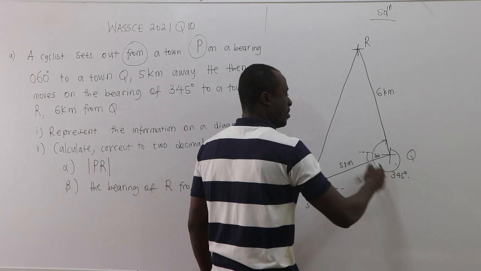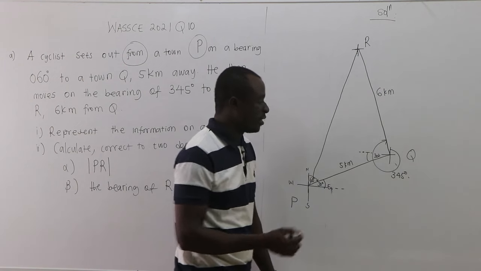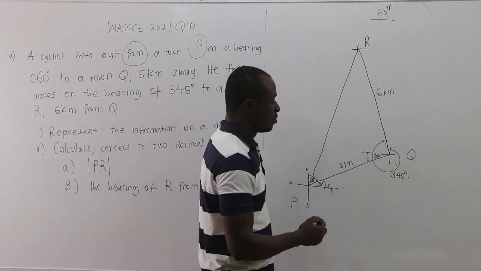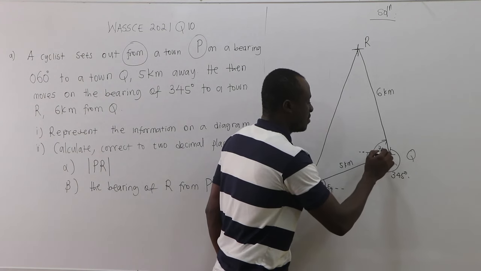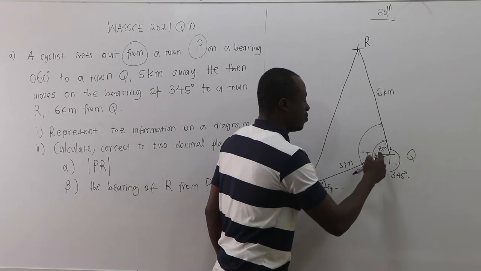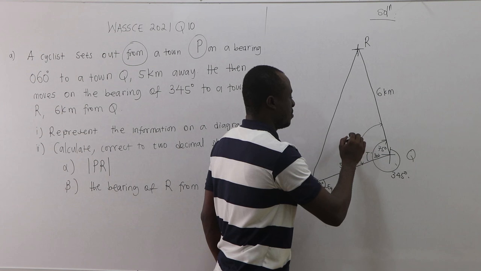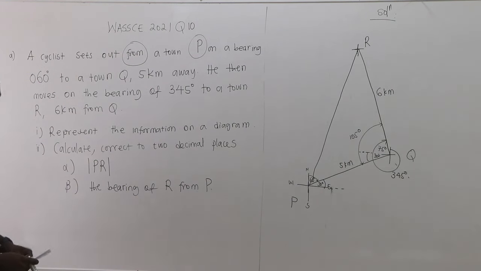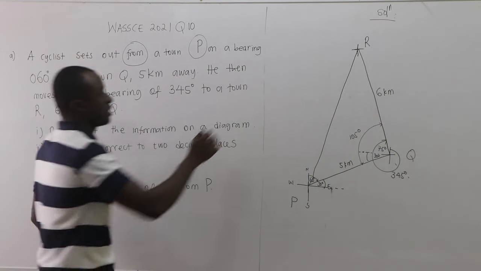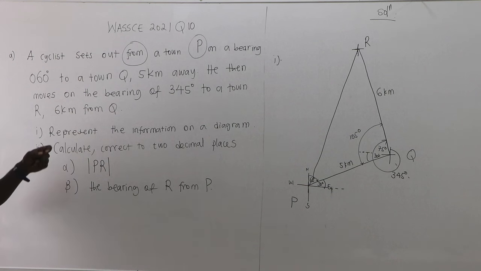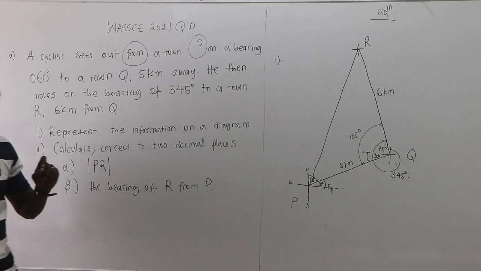Now the angle all the way from here to here is 345 degrees. This is 270 degrees. So what is the angle here? 345 minus 270, and clearly this is 75 degrees. So the angle from here all the way to this side will be 75 plus 30 degrees, and this is 105 degrees. So that is the sketch that we have done. That is very, very easy. We represented the information on the diagram, and you get marks for this.